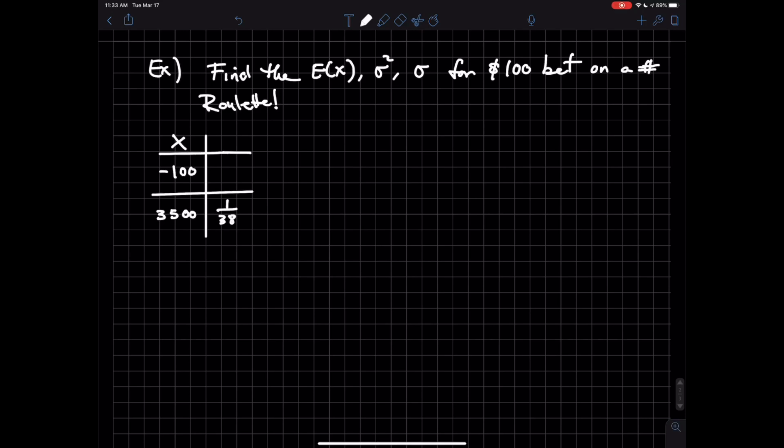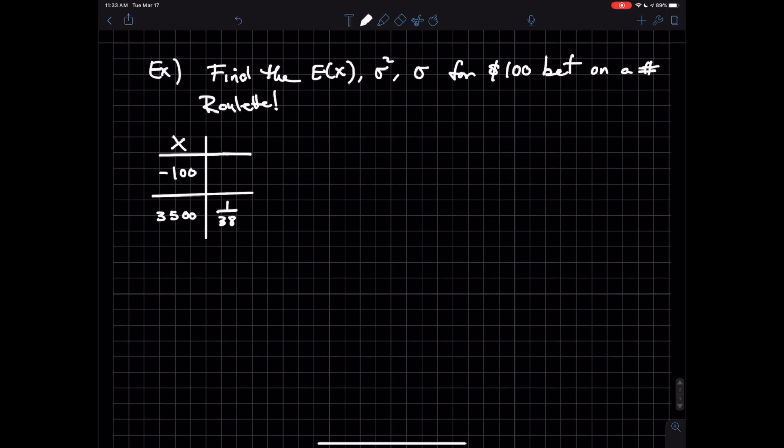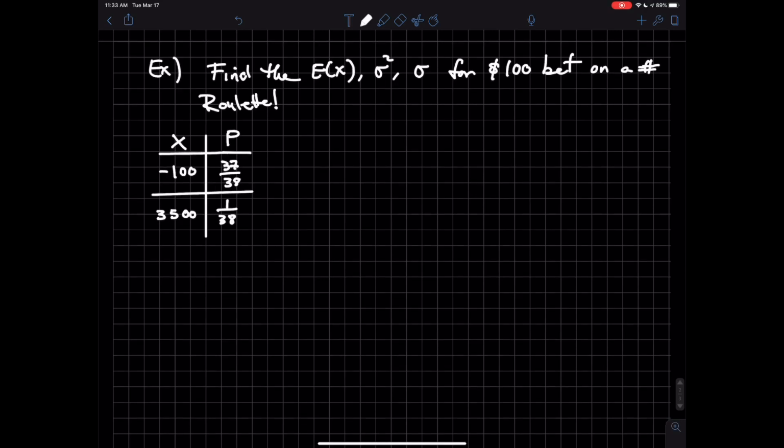And you're not betting on the other 37 numbers. So obviously, if any of those hits, you're going to lose. So the probability of losing will be the rest of them, which is 37 out of 38. And these are my probabilities. And if I wanted to write this as a decimal, it would have been 0.9737. And this would have been 0.0263.